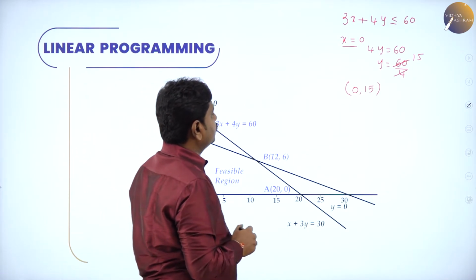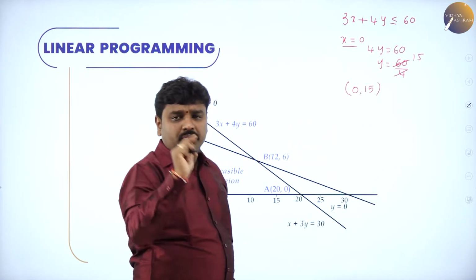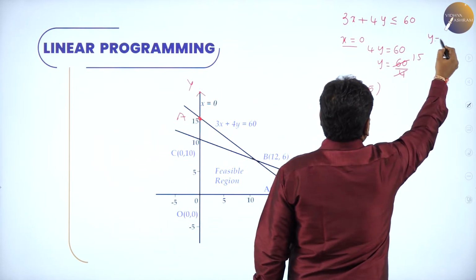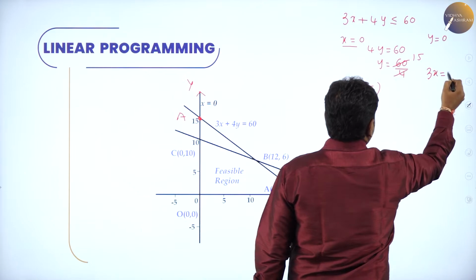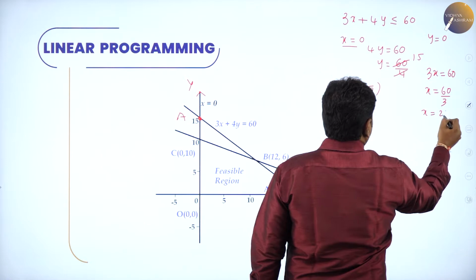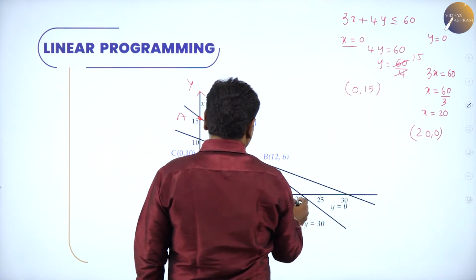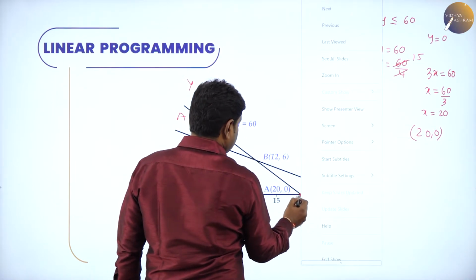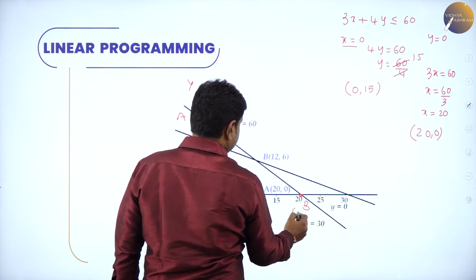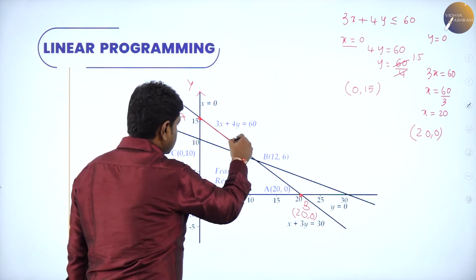Then put y equal to 0. If you want a line, we need a minimum of 2 points, 1 point on the y axis and 1 point on the x axis. So put y equal to 0. 3x will become equal to 60 and x will become 60 by 3. 60 by 3 is what? 20. The point is 20 comma 0. 20 comma 0 is another point here. So now the first line, I'm using red color to draw this. This is the first line.